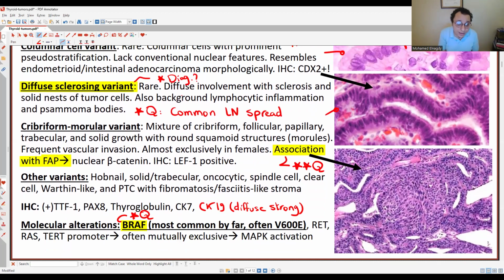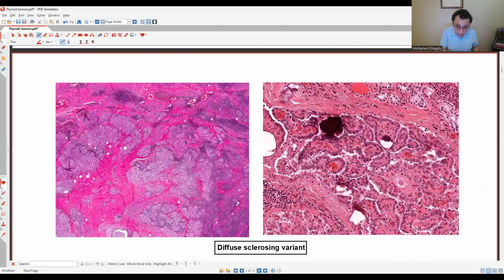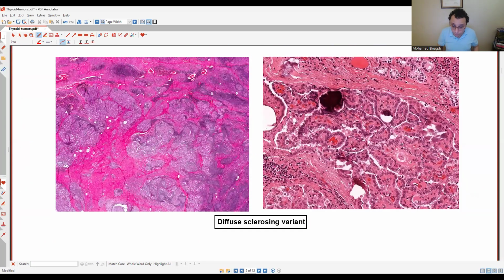Diffuse sclerosing variant, it was asked in only 1 QBank, which is Path Primer. And he asked it as a diagnosis, as a picture. And that was a tough question. That's why I got a picture for that, because in Kurt notes, there's no picture for the diffuse sclerosing variant. Here we go.